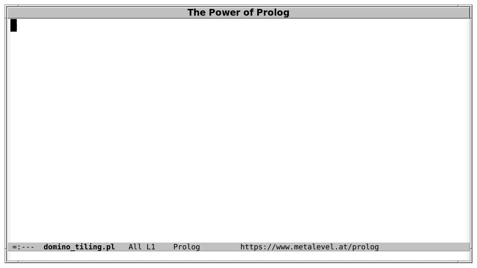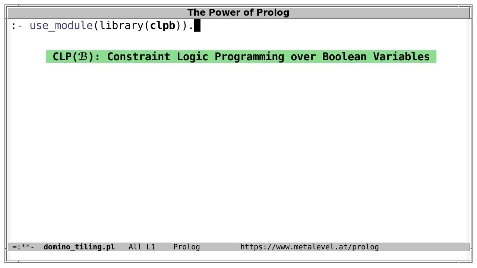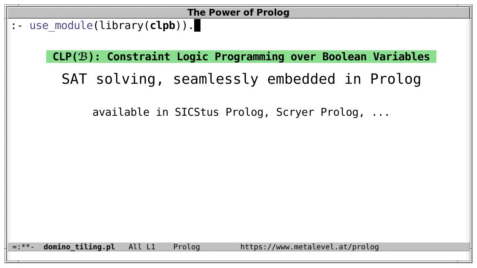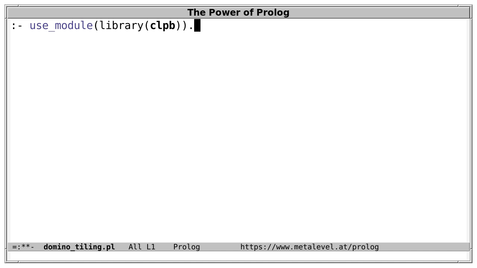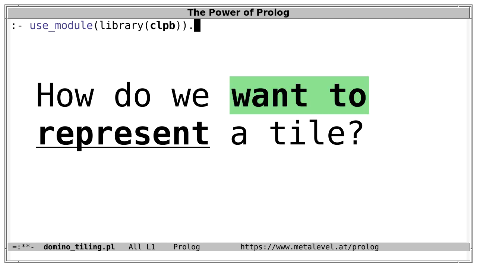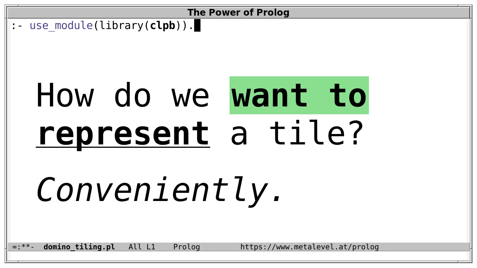How do we start? Well, first of all, let's use library CLPB, Constraint Logic Programming over Boolean variables. In other words, SAT solving seamlessly embedded in Prolog. This is a quite powerful technology, and the library is available, for example, in SICStus Prolog and Scryer Prolog. And I hope in the near future also in more systems, such as Trealla Prolog. And before we even write any code, let's think about the problem. Notably, how do we represent a tile? Or rather, how do we want to represent a tile? This is completely up to us. We can choose a representation that suits us. And what we want is, of course, convenience. We want to make our lives simple.